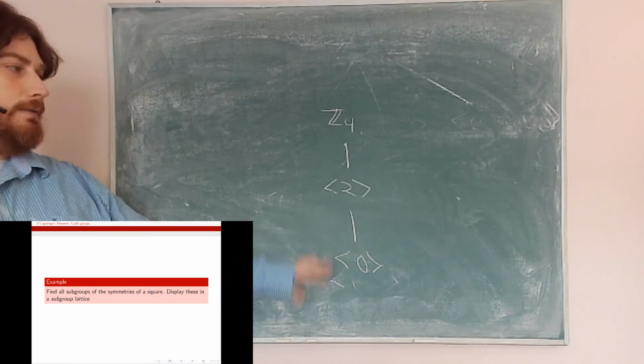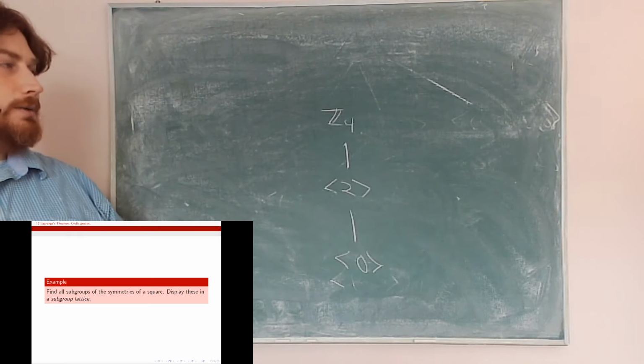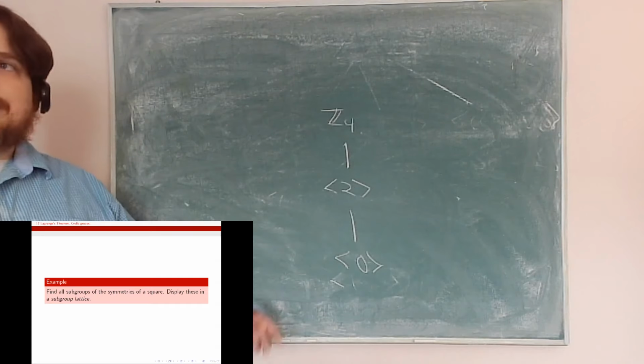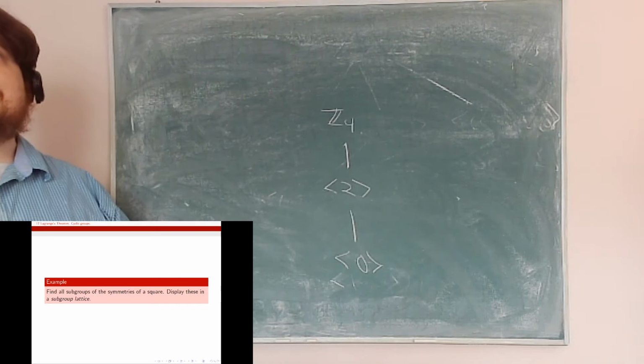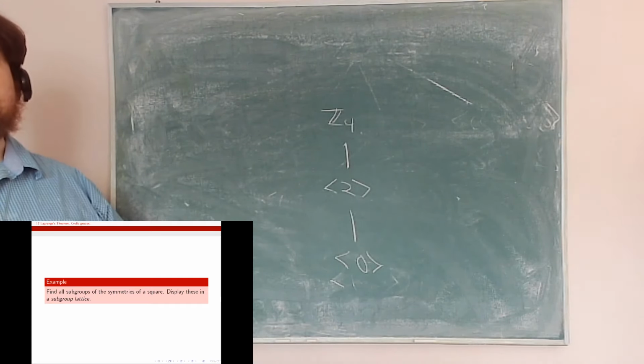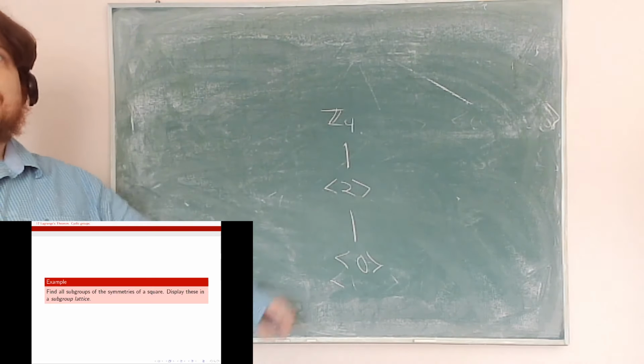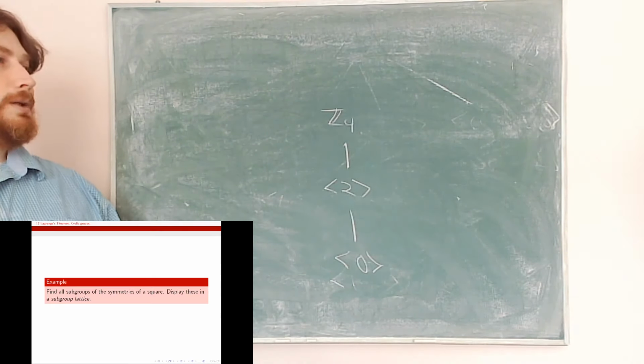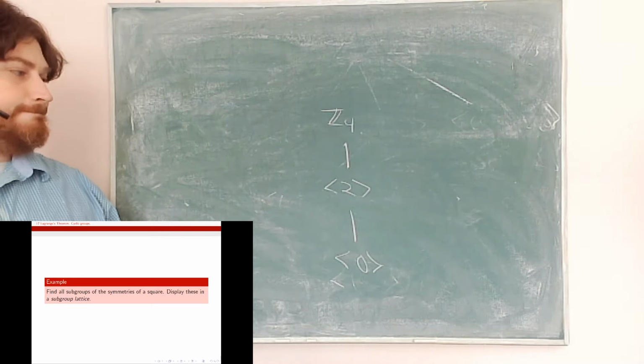Having a picture to look at to see how the subgroups fit together is a nice thing to have to compare. Obviously, Z2 cross Z4 is much more complicated than Z4. There's a lot more subgroups, so our lattice became more complicated.